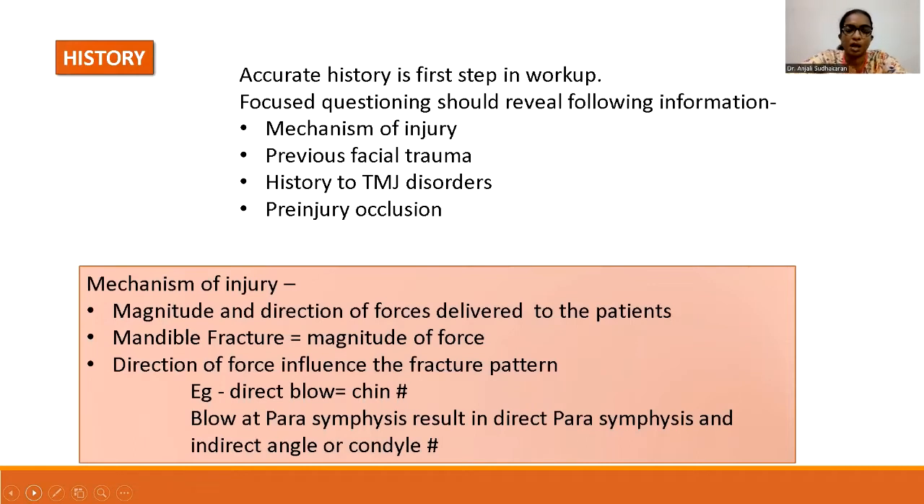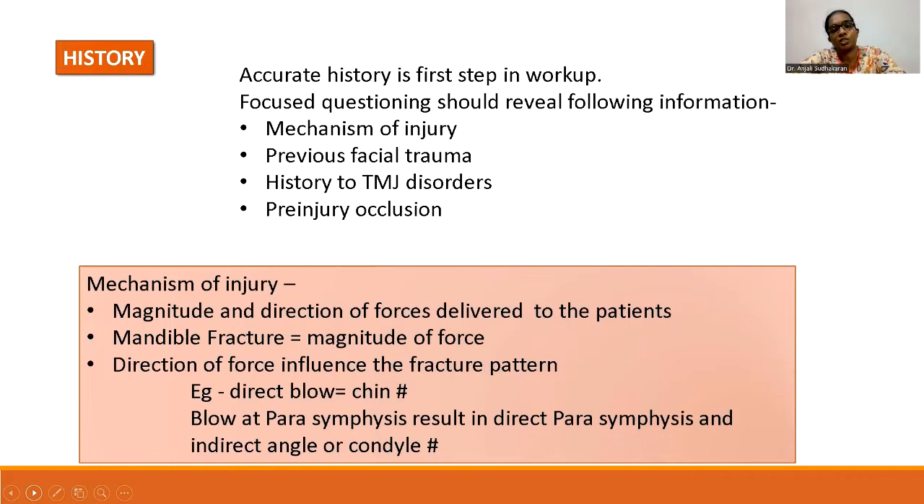Mechanism of injury means how the accident or the fracture has occurred. Why do you ask this? I told you mandibular fracture most commonly occurs in road traffic accidents, interpersonal assaults, and sports injuries. So how the fracture has occurred will help us in the diagnosis. The magnitude and the direction of the force to the patient should be assessed. You should ask how they fell or where the face was hit: on the chin, on the side of the face, or a head-on collision. This will determine what kind of fracture the patient can have.